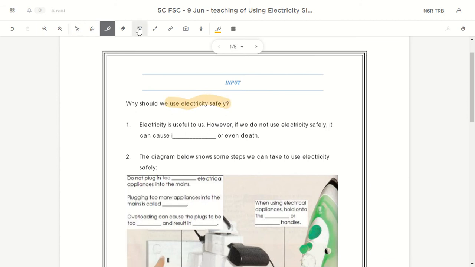Electricity is useful, of course we know that, but if we don't use it safely, it can actually cause injuries. So this word is injury. Maybe I just type the entire word out, it'll be easier for you to see. Let me put a background so it covers the original. So electricity is useful, but if we don't use it safely, it can cause injury because we can get electric shock. That's why we must always use it carefully. That's the main thing.